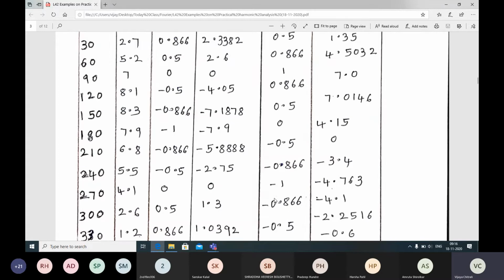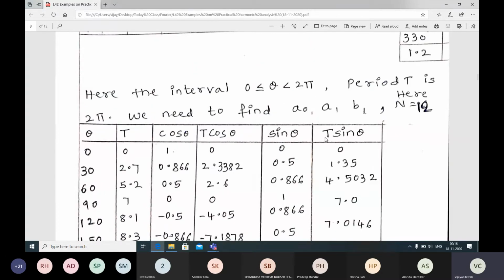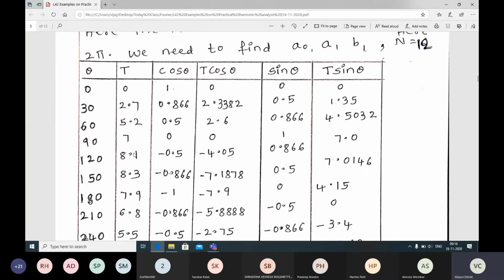Now we want the summation of T sine theta. So multiply T and sine theta. We have T values here and sine theta values here. 0 into 0 is 0. 2.7 into 0.5 is 1.35. 5.2 into 0.866 is 4.5032. 7 into 1 is 7.